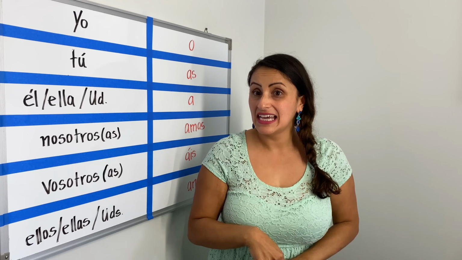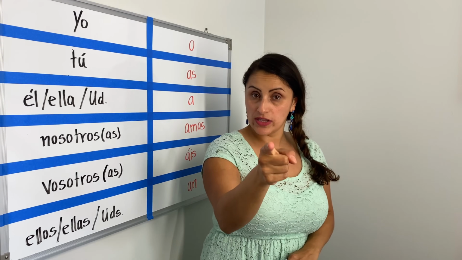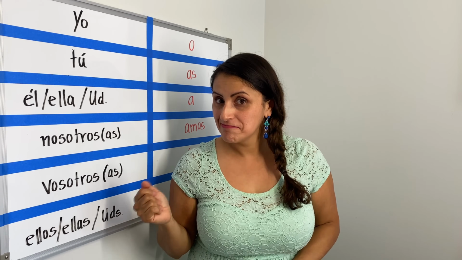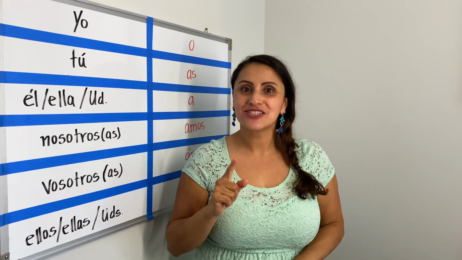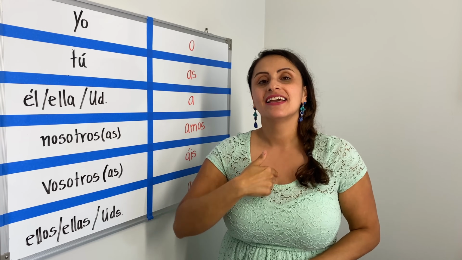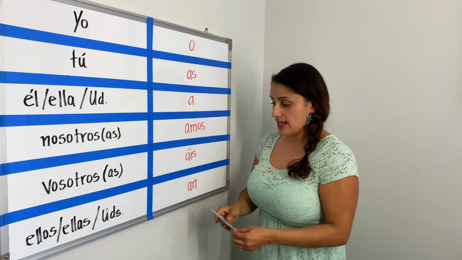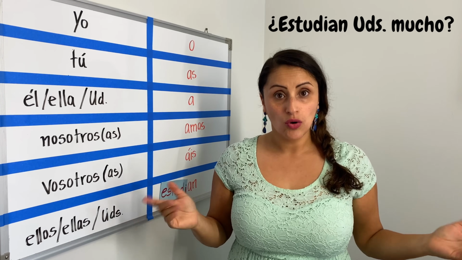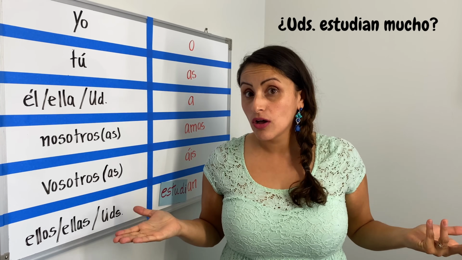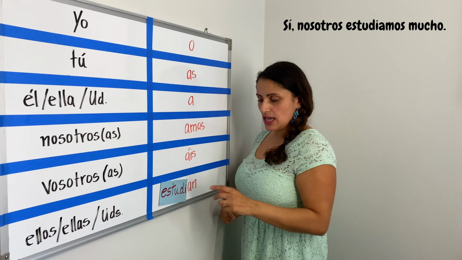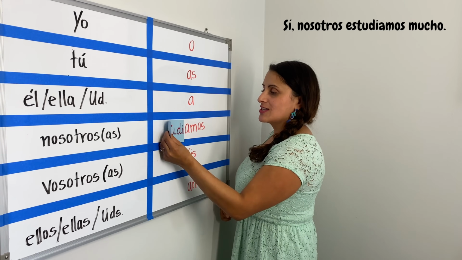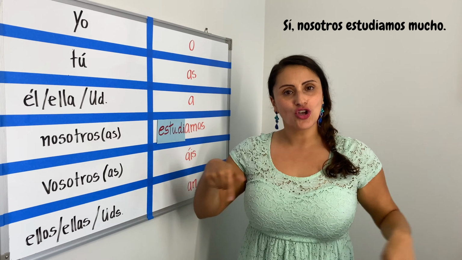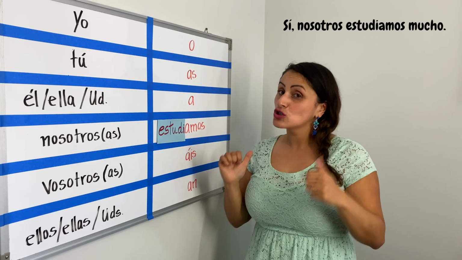The same thing applies if I ask you a question about ustedes, you guys. Think about it. Hey, do you guys study a lot? Who would you answer about? That's right, you would say, yes, we study a lot. So again, I may say, ¿estudian ustedes mucho? Or ¿ustedes estudian mucho? And you would answer, sí, nosotros estudiamos mucho. Sí, nosotros estudiamos mucho.